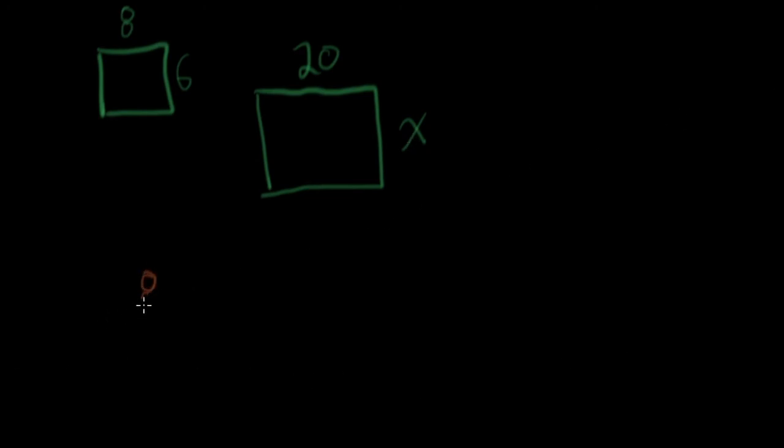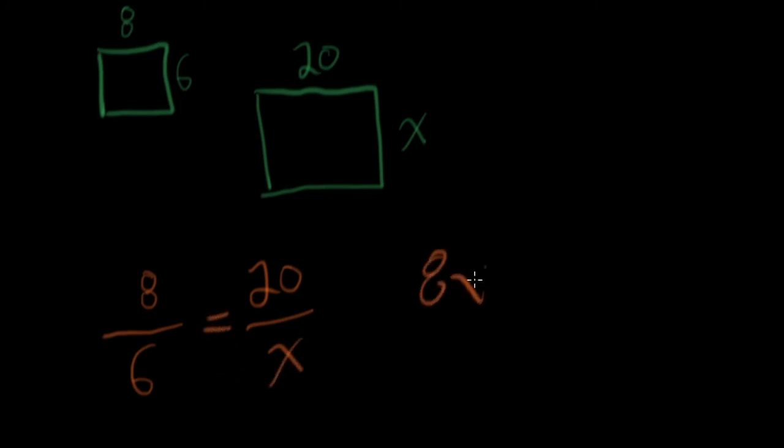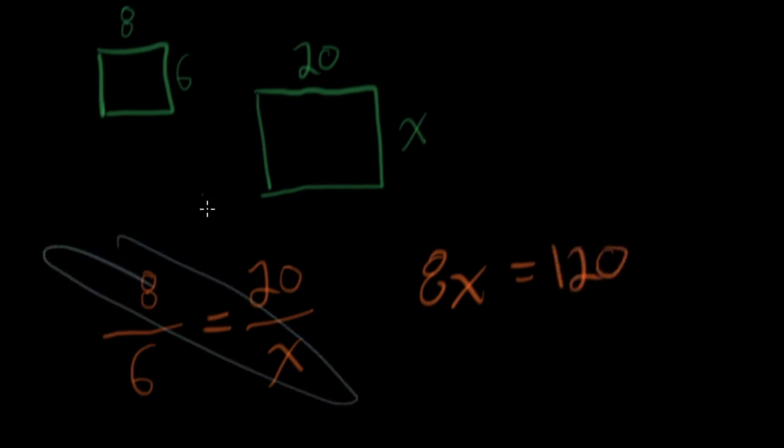So we would say stuff like, and this is important, you see how I did 8 and 6? Over here, I would say 20 and x. So I do my cross multiplying. So 8x is equal to 120. If you're like, whoa, what just happened there? Remember, I just cross multiplied like this.